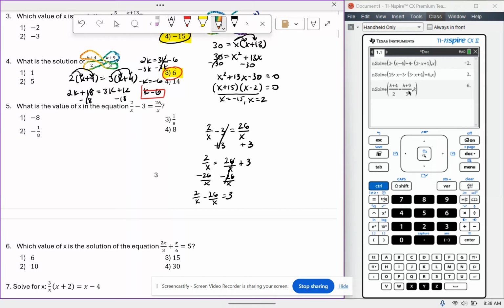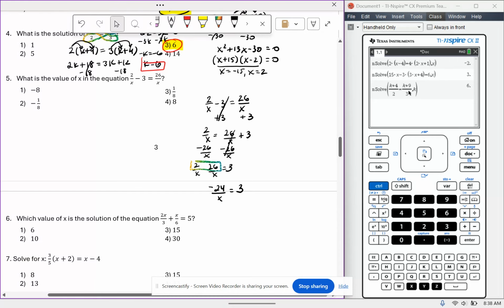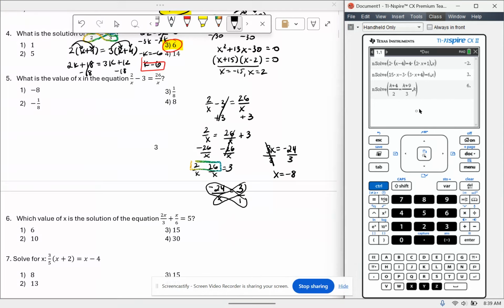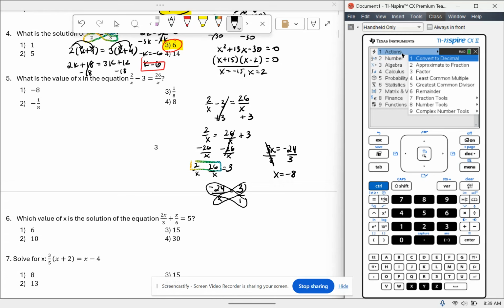When I have like denominators, I can go ahead and combine the numerators. So 2 minus 26 gives me negative 24 over x equals 3. Now I can just put this over 1 and cross multiply. And I get 3x equals negative 24. I'm going to divide both sides by 3. X equals negative 8. In this case, sometimes nsolve doesn't like when you have x's in the denominator. We can try to type this one in, but we will see what happens.